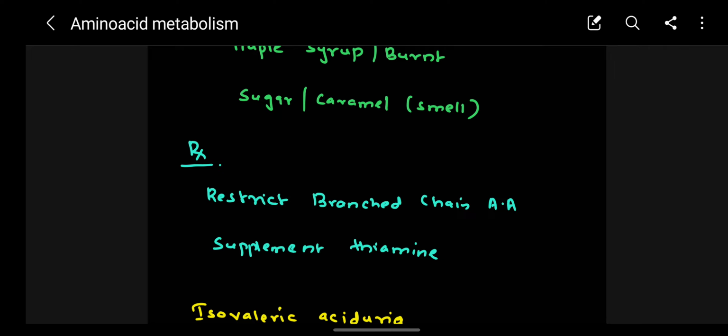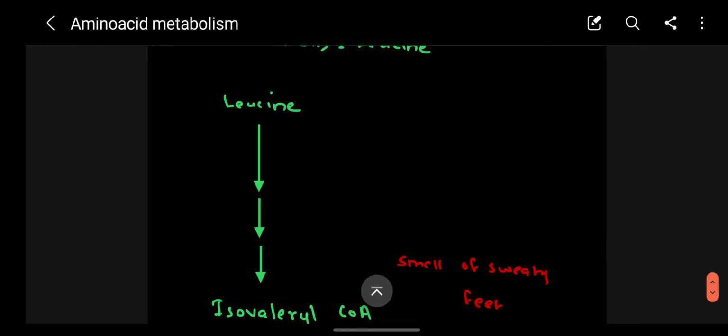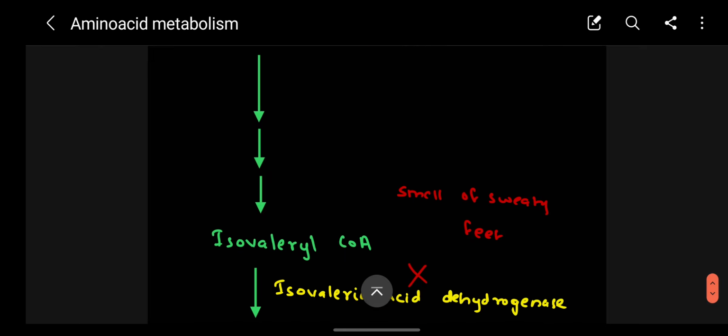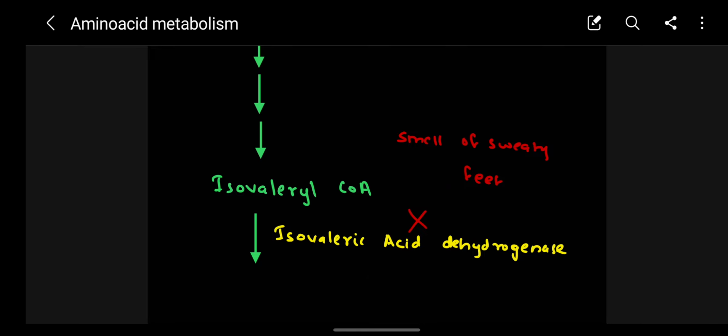Another defect is isovaleric aciduria. It is in the catabolism of leucine, which is a multi-step reaction. There is a reaction where leucine will be converted into isovaleryl coenzyme A, and isovaleryl coenzyme A dehydrogenase will be acting upon it. When this enzyme is defective, there will be an increased amount of isovaleryl coenzyme A, and it will be excreted through urine as isovaleric acid, which leads to isovaleric aciduria. One of the symptoms is a smell of sweaty feet.